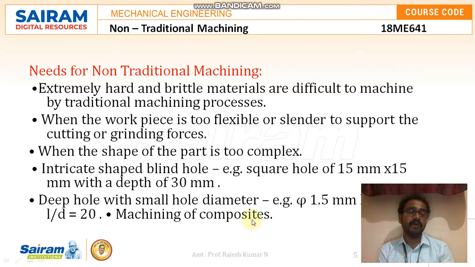Usually, if you go with the traditional machining process, composites are not at all easy to machine. So these are all the major needs of the non-traditional machining process, and we can say these are the drawbacks we face in the traditional machining process, which we can overcome in the non-traditional machining process. So this is a very, very important topic. As a student, as an engineer, you should remember this. Not necessarily for the examination purpose, but generally you should be aware of all these things.